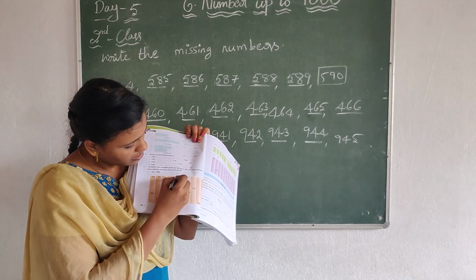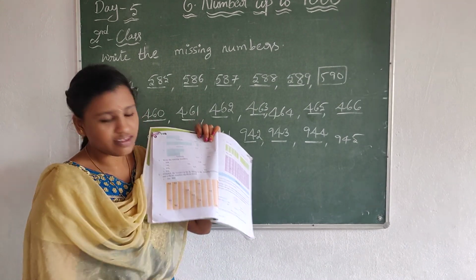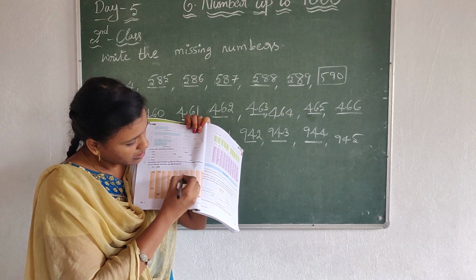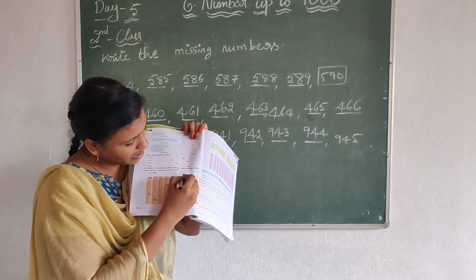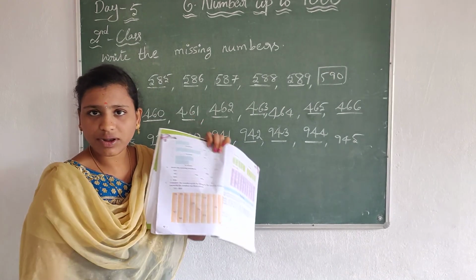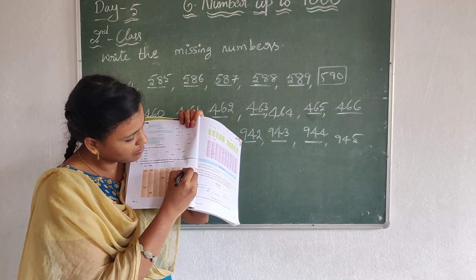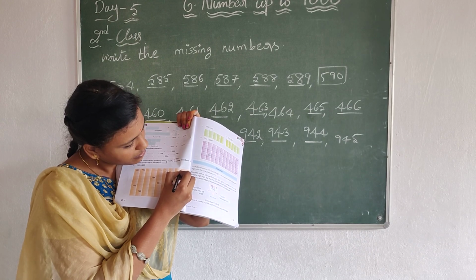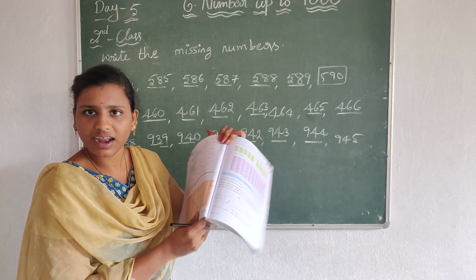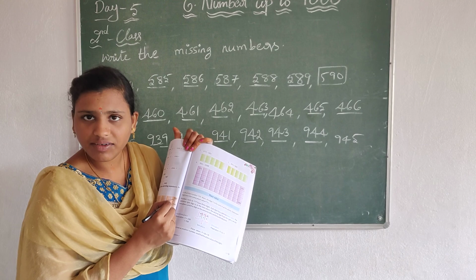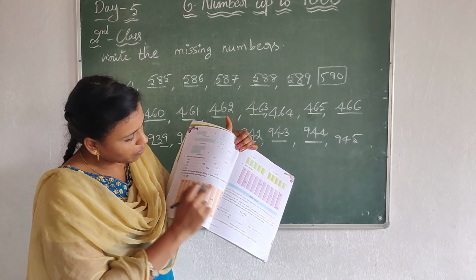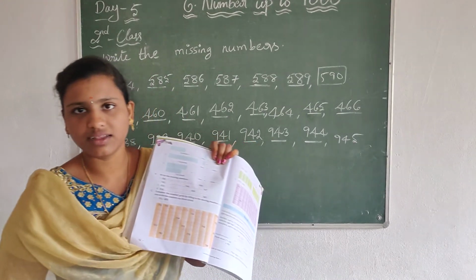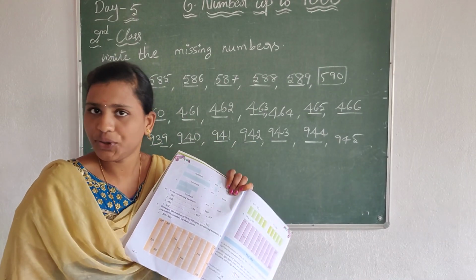704. Next, this is 705. Next, 706. Next, 707. Next, 708. Next, 709. Next, 710. I completed the first row. All of you write down like this and say it loudly in your book.